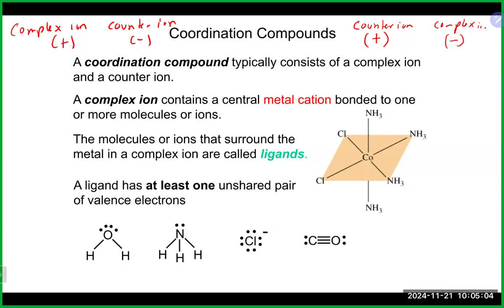By the way, in a coordination compound, it is usually written like a traditional ionic compound, which means the positive guy goes first and then the negative guy goes second. And that goes both for when you write the formula and also when you name it, which we'll talk about as well. So what is a complex ion? A complex ion is basically a metal in the middle that is positively charged and is bonded to one or more molecules or ions. And those molecules or ions are what are referred to as ligands.